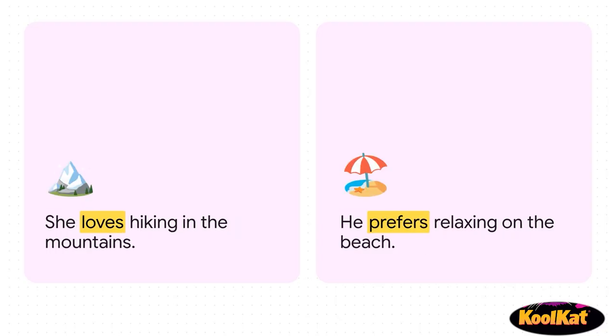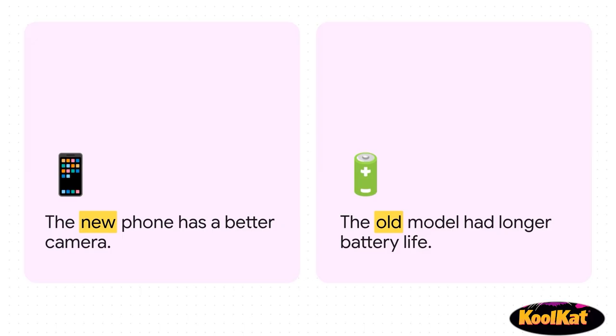Next up, we have contrast. You'll see this one all the time. It's when two ideas are basically opposites, or just show a really big difference. Think about it. She loves hiking in the mountains, but he prefers relaxing on the beach. Those two ideas don't cause each other, they just show a difference. They're in contrast. And then there's comparison. This is a little different from contrast. Here, you're kind of weighing two things against each other. So you might say, the new phone has a better camera, but the old model had a longer battery life. You're not saying they're total opposites, you're just comparing their features.